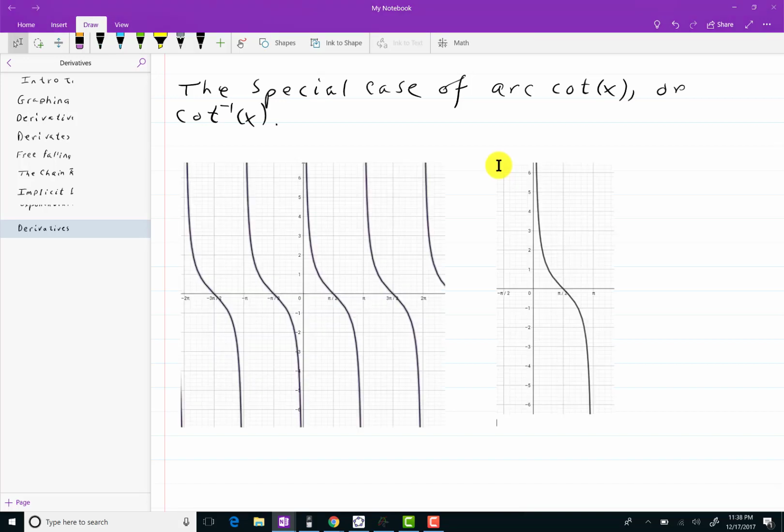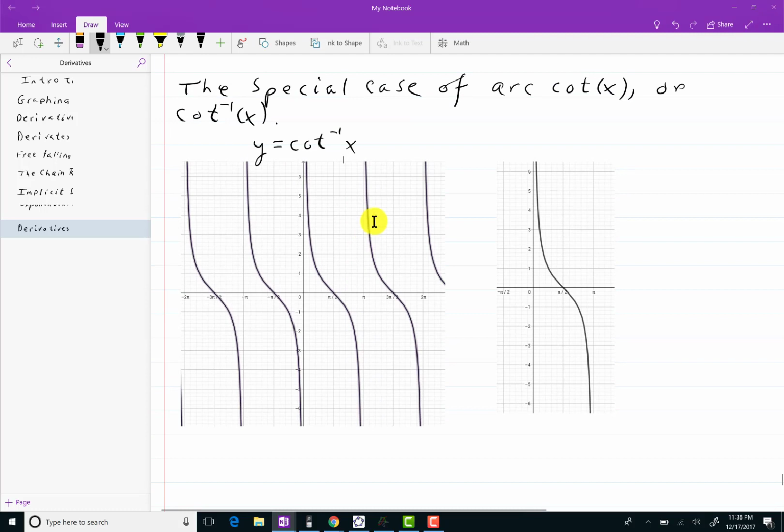Now let me remind you of the graph of cot inverse of x. y equals cot inverse of x. And of course, it has a bunch of asymptotes. It looks to me like every multiple of pi, it has a vertical asymptote. And obviously it's not one-to-one. It doesn't have an inverse, so we have to restrict the domain.